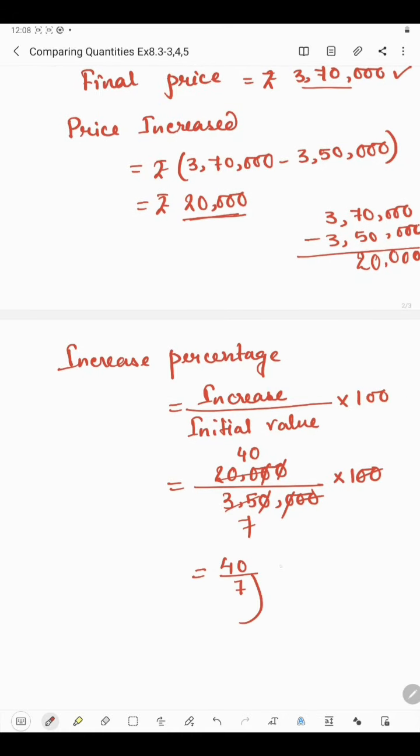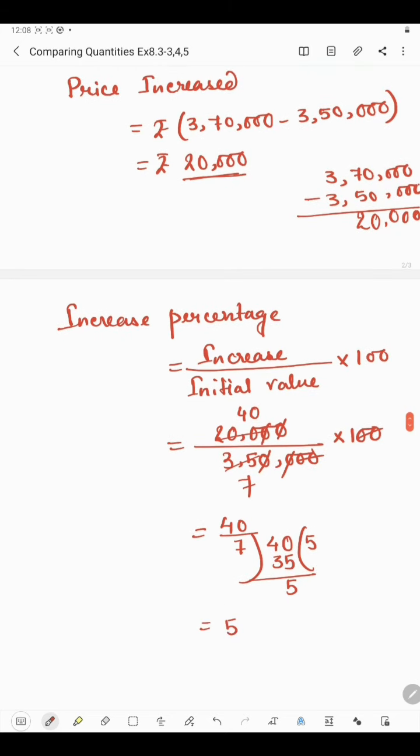Now we will convert it into a mixed fraction. 5 sevens are 35, so 40 minus 35 is 5, so the remainder will be 5. We'll write the quotient first, the remainder will be in the numerator and the divisor will be in the denominator. So it will be 5 by 7. You will have to mention percentage since we are finding percentage.